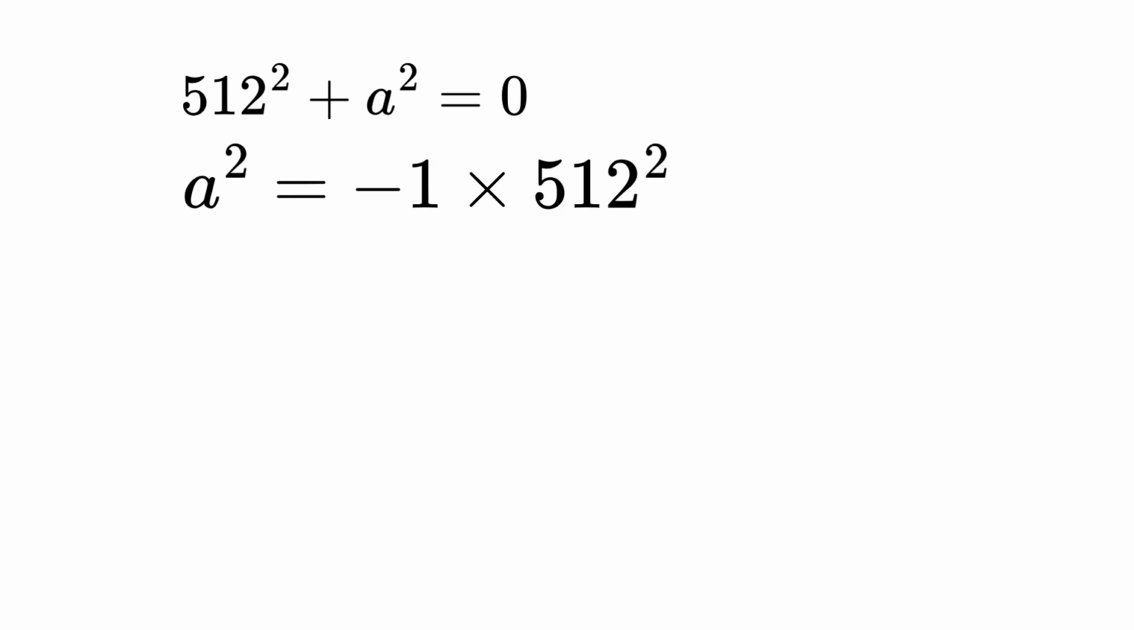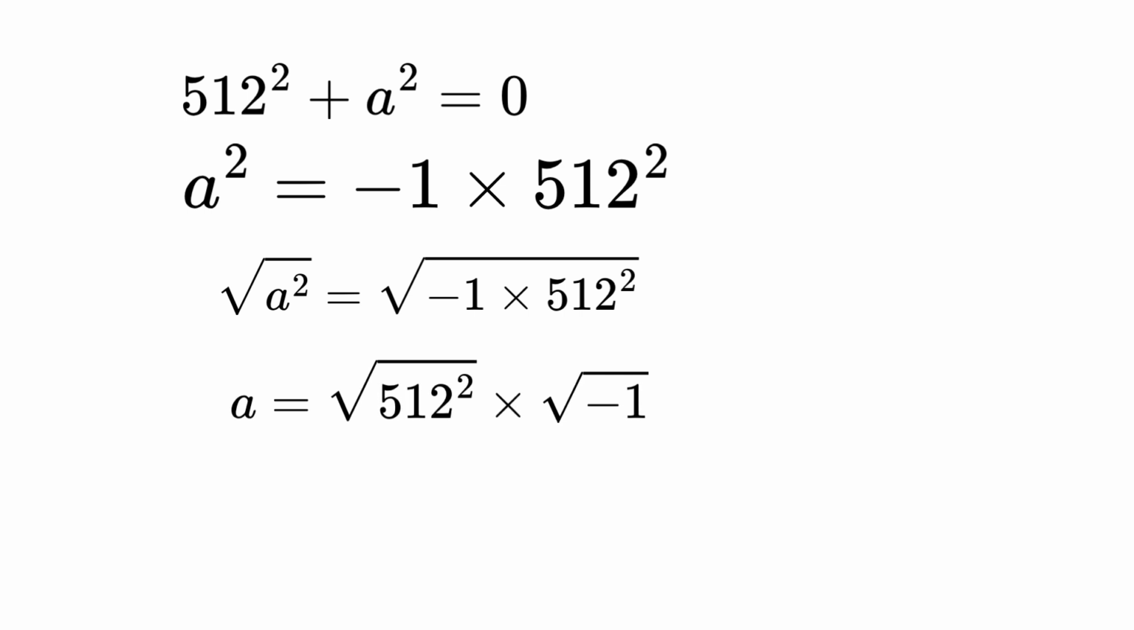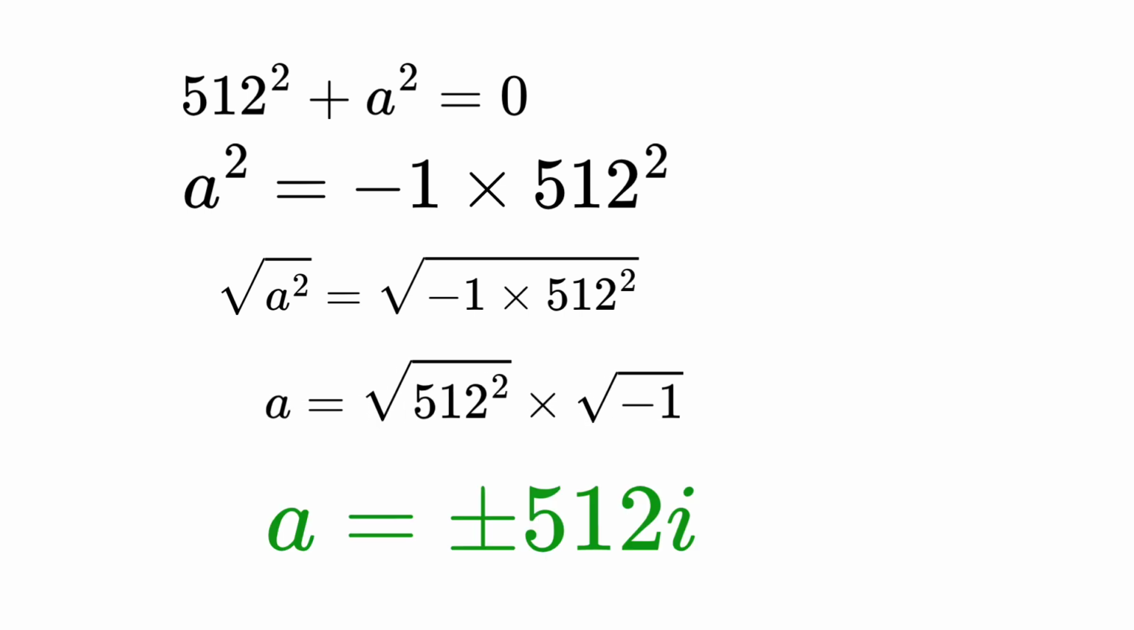Now apply square root on both sides. Square root and 2 will be cancelled. A is equal to square root of 512 square into square root of minus 1. Then now a is equal to plus or minus 512i, and i is called the imaginary unit. Now we have found the a value.